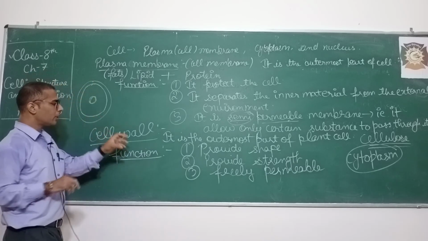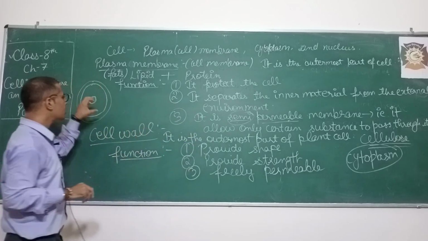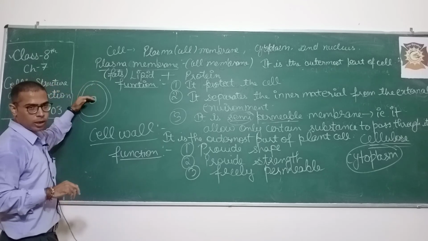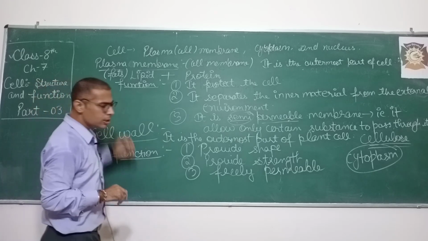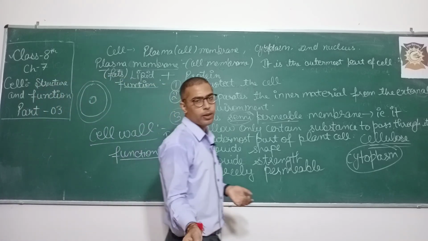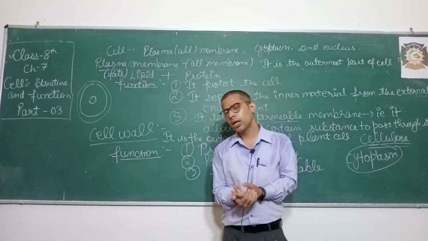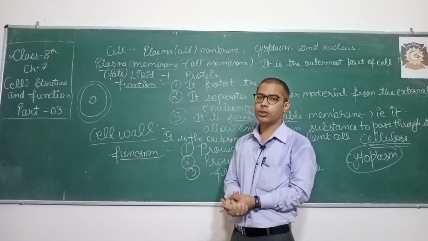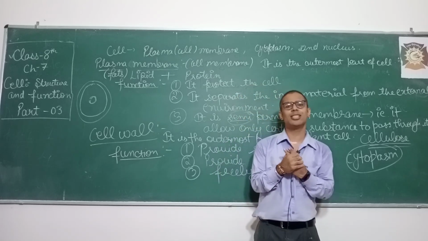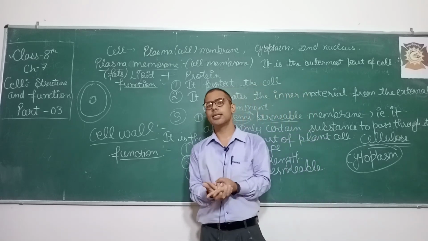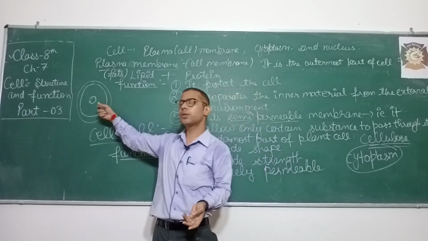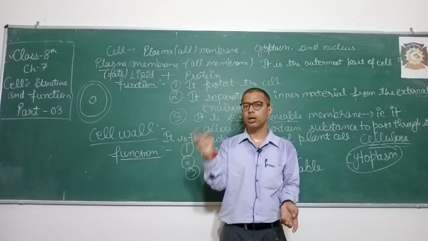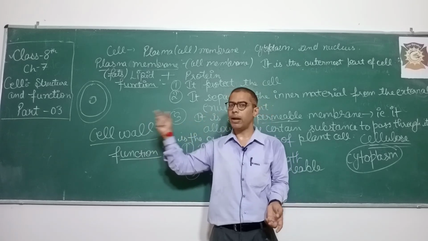So what is cytoplasm? Cytoplasm is a fluid present between the plasma membrane and the nucleus. This fluid is known as cytoplasm. Cytoplasm has different functions, and it consists of three main things. It consists of cell inclusions, cell organelles, and a fluid or jelly-like substance which is known as cytosol or matrix. Remember the word cytosol or matrix.